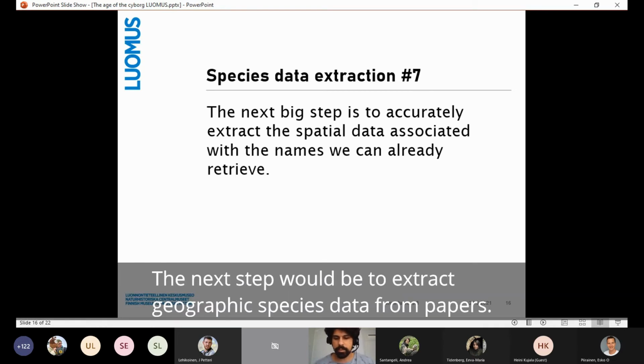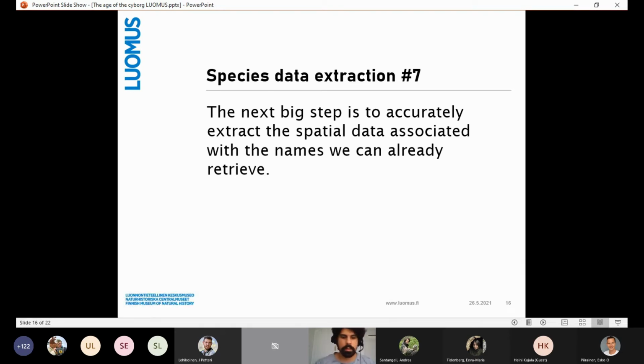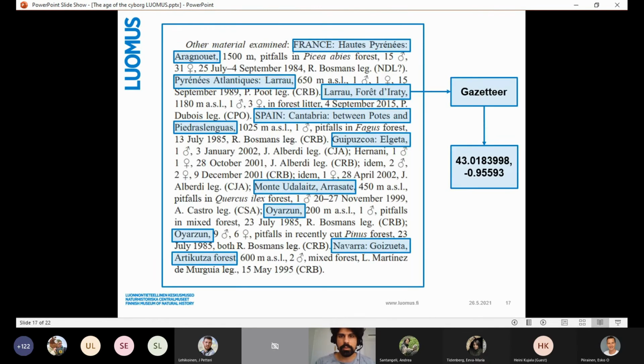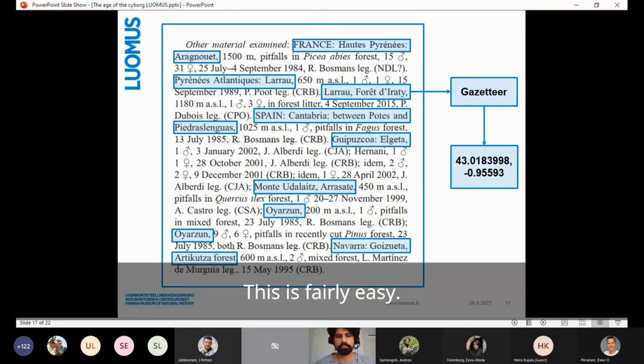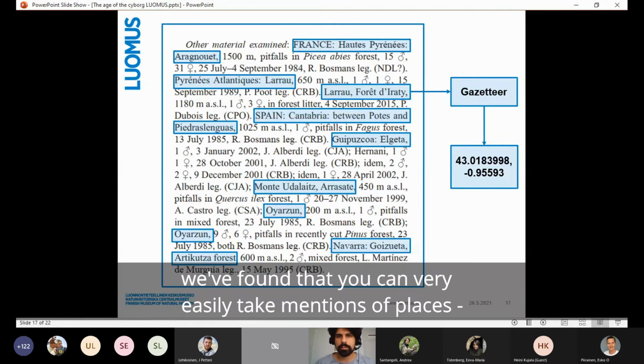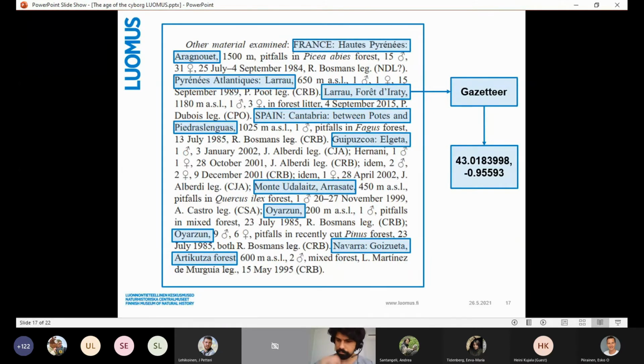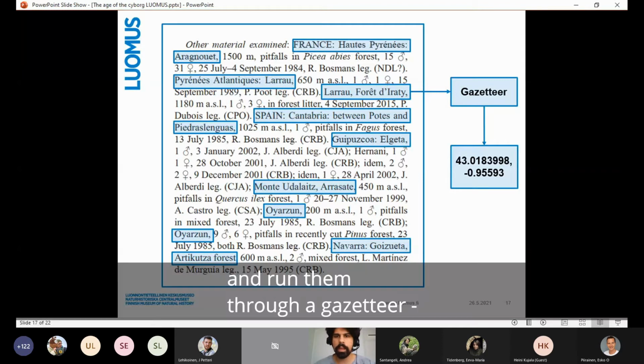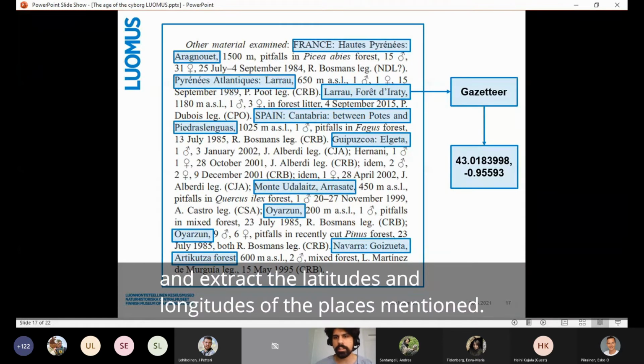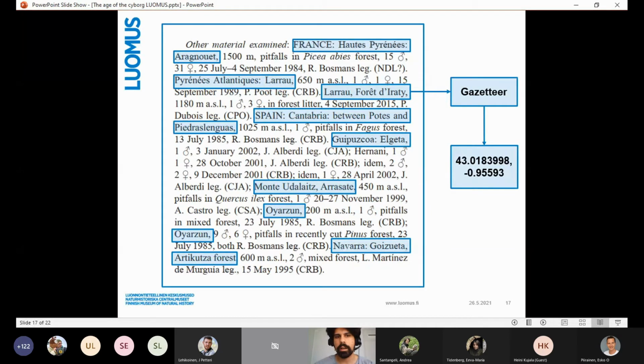The next step would be to extract geographic species data from papers, for example. So this is fairly easy. After you have the tokenized text, what we found is that you can very easily take mentions of places and run them through a gazetteer and then extract the latitude and longitude of the places mentioned.